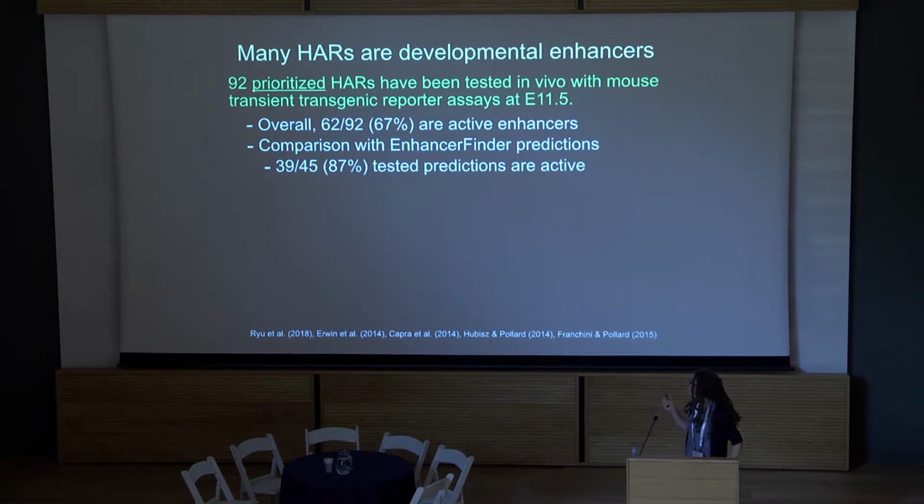And there was a pretty high success rate. About 2/3 of them show activity in this mouse assay, which is known to have a pretty high false negative rate. So it looked like a lot of them were enhancers, but we'd handpicked them. And we were also happy, of course, that our predictions were validating, but again, with this biased set.